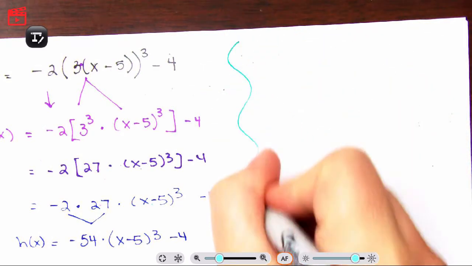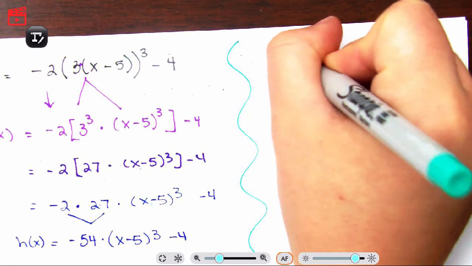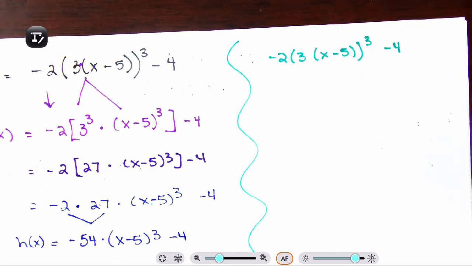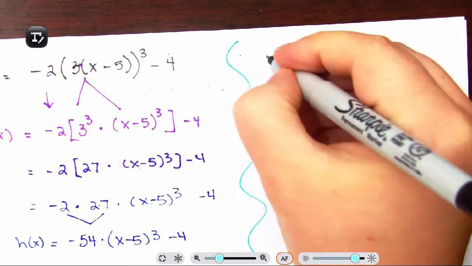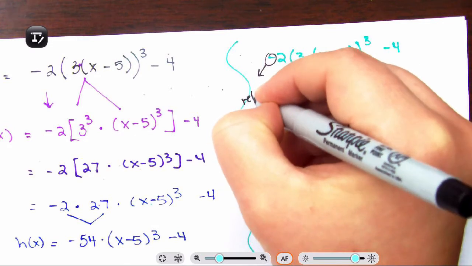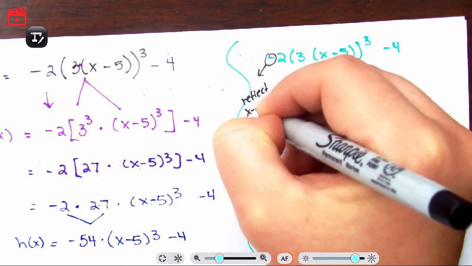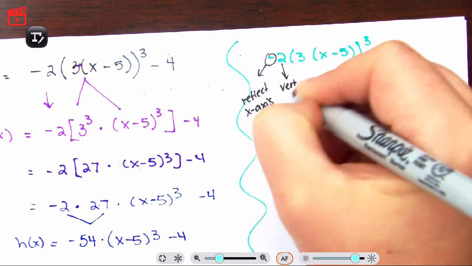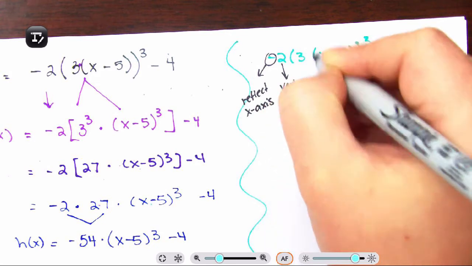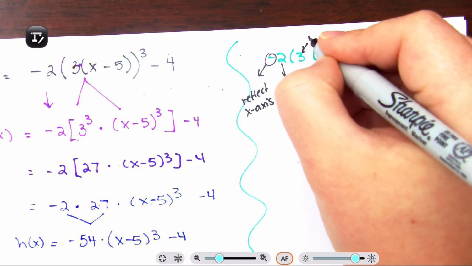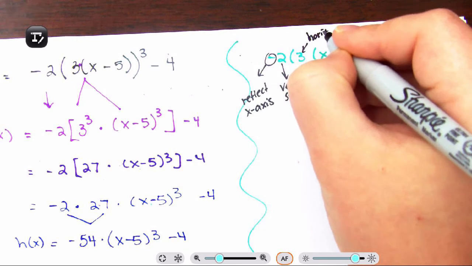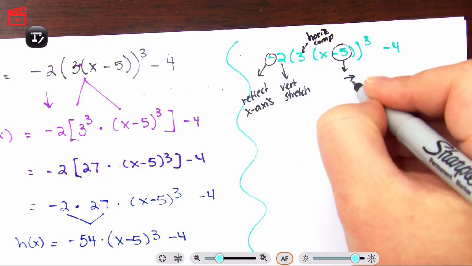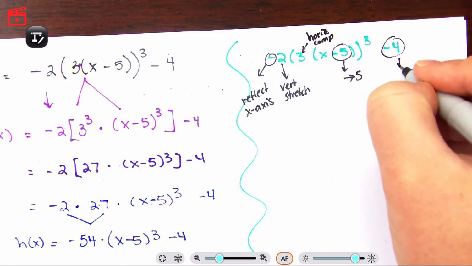So let's start out with the original: -2 times 3 x minus 5, all of that cubed, minus 4. Let's translate this. I have a negative, so that means I have a reflection across the x-axis. I have a 2, which means I have a vertical stretch. I have a 3, which means I have a horizontal compression. I have a -5, which means I go right 5. And I have a -4, which means I go down 4.